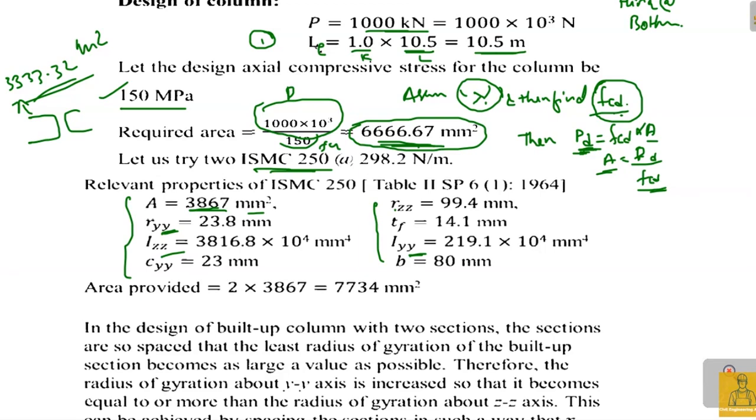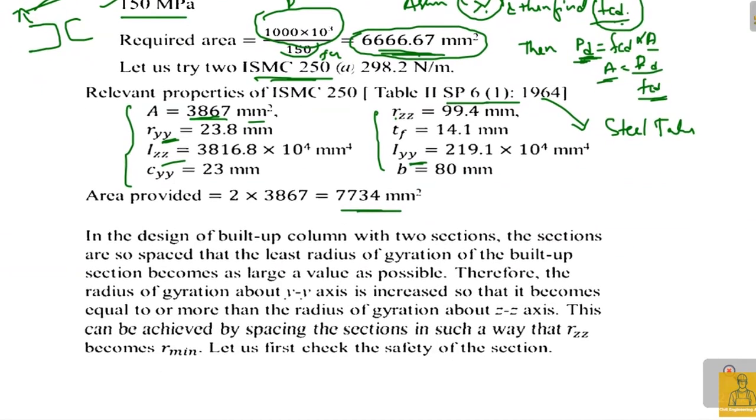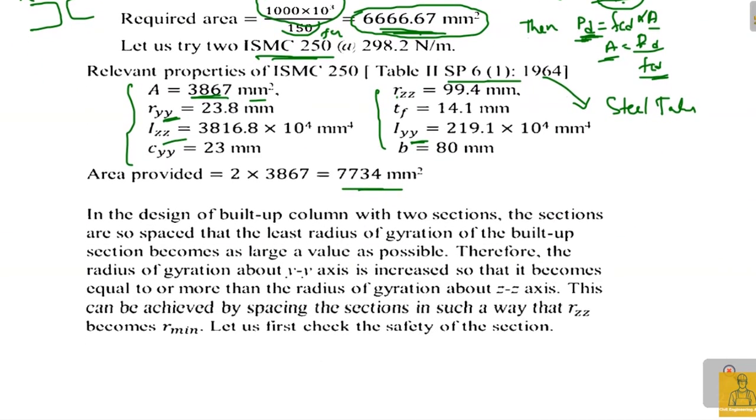Okay, so these are obtained from SP6 or from steel tables. Steel tables are nothing but a copy of this handbook SP6. Okay, no problem, either is enough. So the area provided is 3867 into 2, so 7734. So we have provided an area greater than what is actually required. So that is what you need to do.